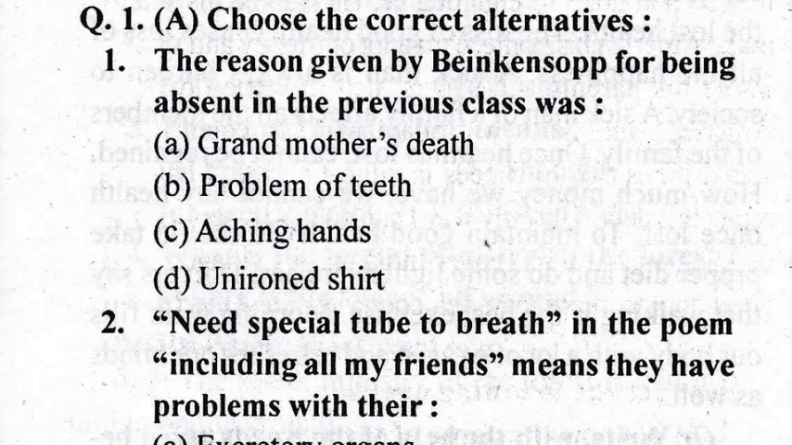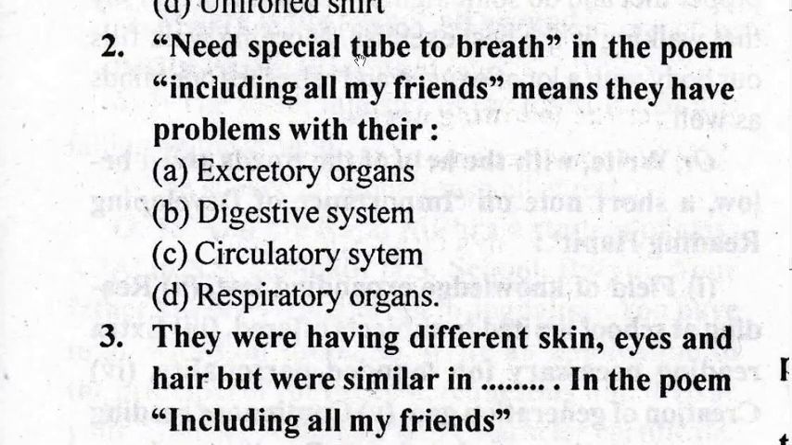Now question number two: need special tube to breathe. In the poem Including All My Friends, it means they have problems with their option A, excretory organs, option B, digestive system, option C, circulatory system, option D, respiratory organs. So the correct answer is option D, respiratory organs.